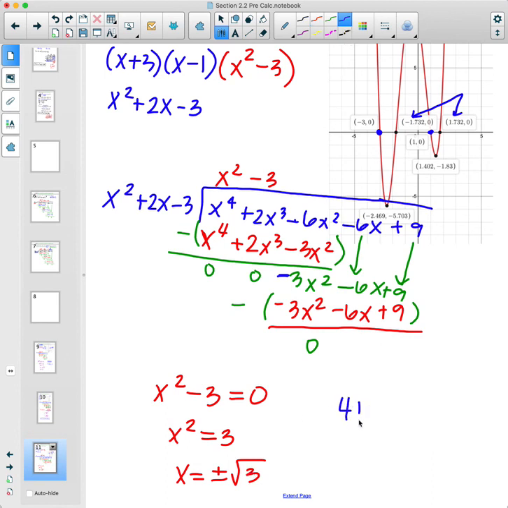So our 4 roots in this case are all real, but we had these 2 rational roots, negative 3 and 1, and then we also had 2 irrational roots.